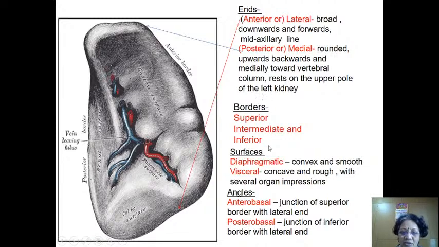The borders I've mentioned, the surfaces I've said: diaphragmatic is convex and smooth, visceral surface is concave and rough because it is marked with several organ impressions.